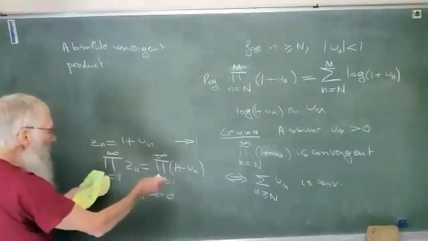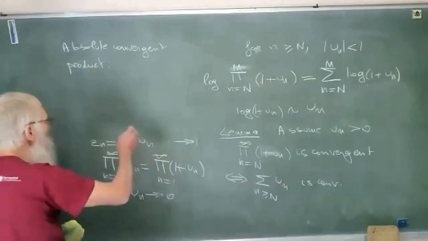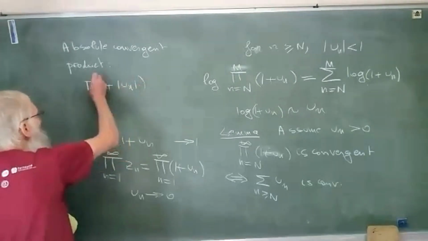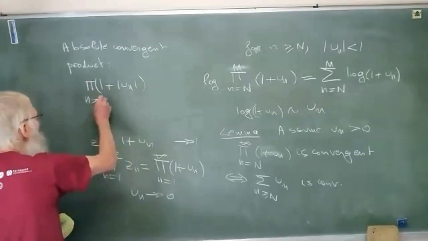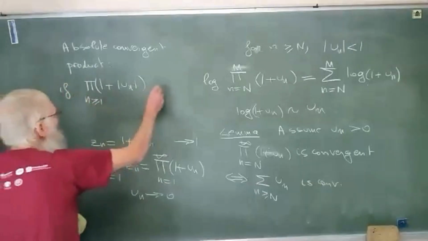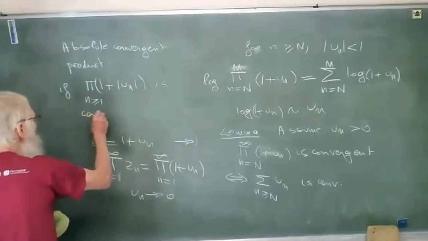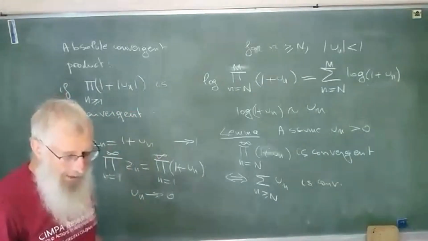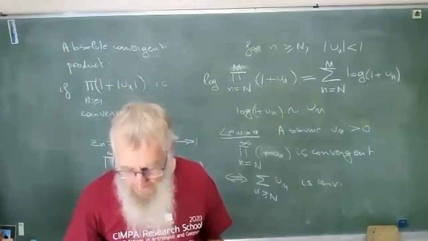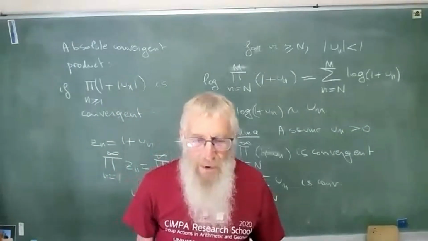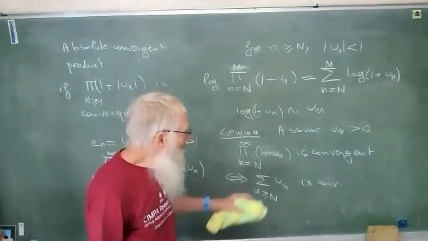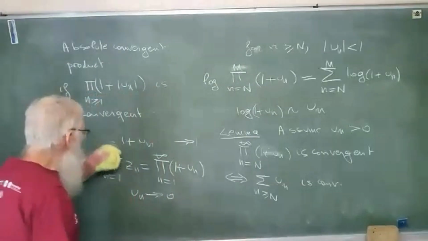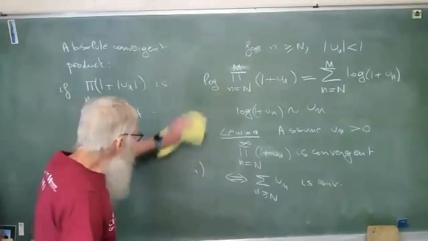Which is a product of 1 plus un, which has the property that the product of 1 plus modulus of un is convergent. This follows from the lemma. And I insist on that because there is some mistake that some students make often, which is to forget the assumption that un is positive. So I give you some exercise to check that this is necessary.